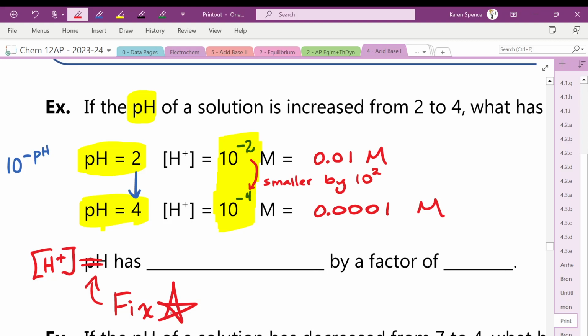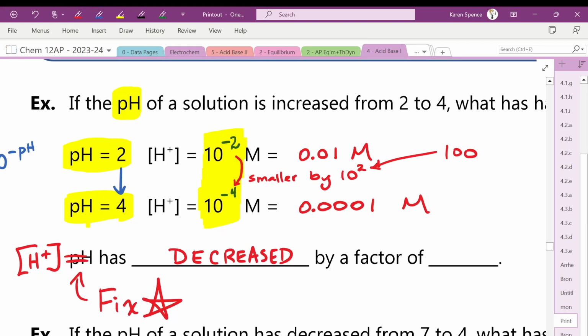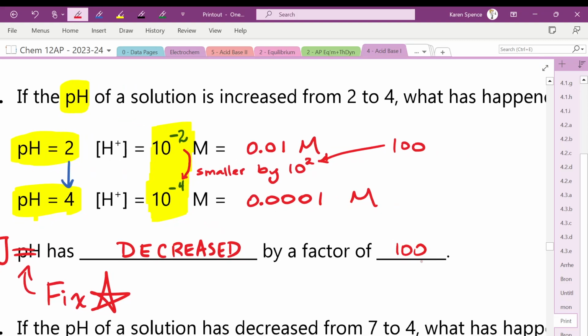So concentration of hydrogen, has it increased or decreased as we went from pH 2 to pH 4? It's decreased, which makes sense. If pH gets bigger, hydrogen gets smaller. And it has decreased by a factor of 10 to the 2, which is 100. And it's okay to write it as 100. It's also okay to write it as 10 to the 2. Okay, either way is fine.